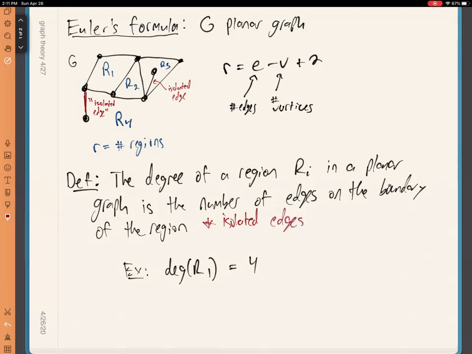Towards the degree of a region. Right, so if you have an isolated edge on the boundary of a region, that will count 2 towards the overall count. And so where's an example where this shows up in the picture above?